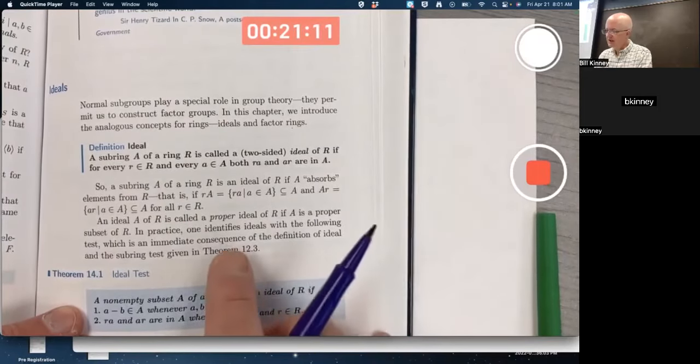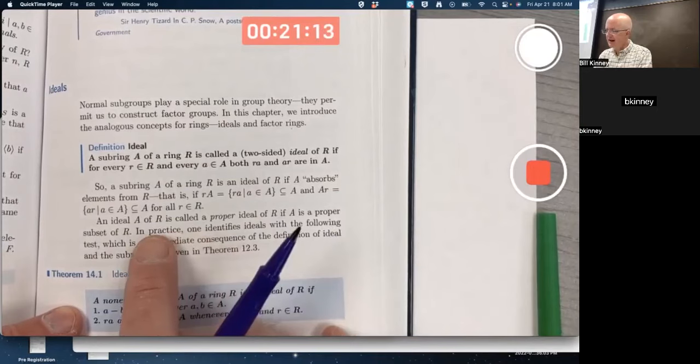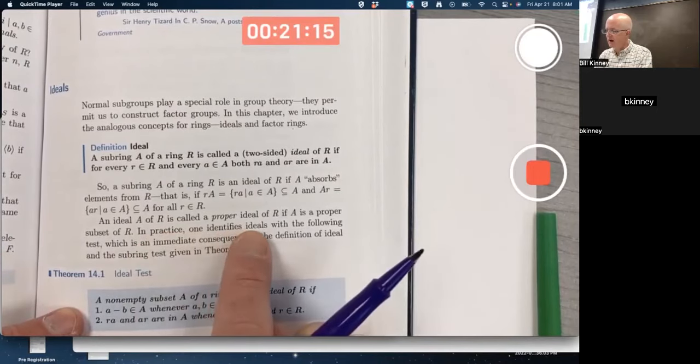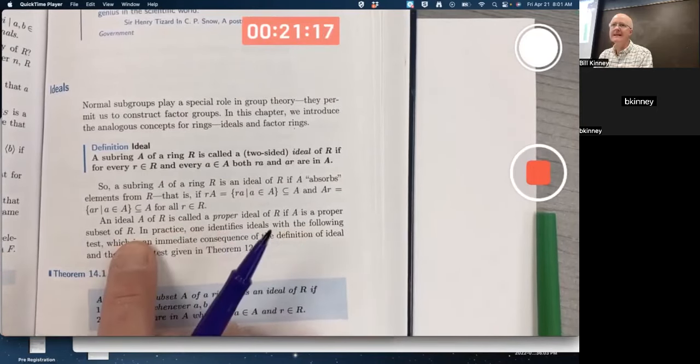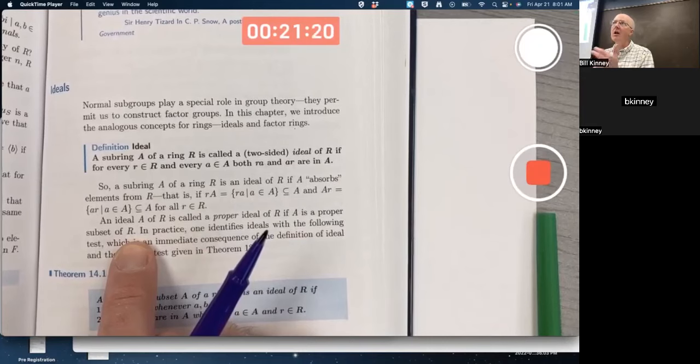A brief definition, though it's not labeled as a definition, is that an ideal A is a proper ideal of R if A is a proper subset, meaning it doesn't equal all of R. All of R is an ideal of R, but not a proper ideal. You might wonder, why is this mentioned? It comes up later in the chapter.